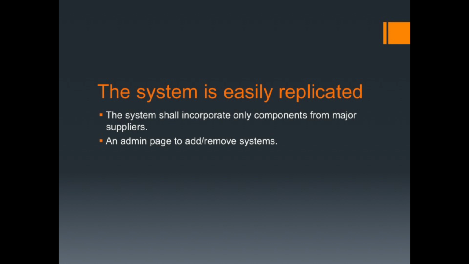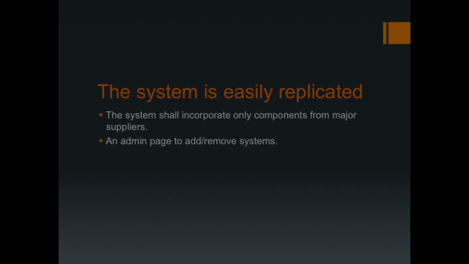Another customer requirement is that the system is easily replicated. To satisfy this requirement, we made the following decisions. The system shall incorporate only components that can be purchased from major suppliers to make the replication of the system easier, as well as make the maintainability possible. Also, an admin web page will be provided to add or remove systems.